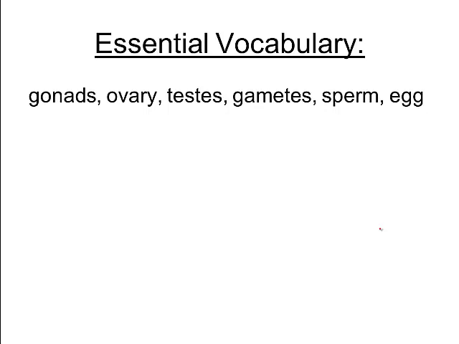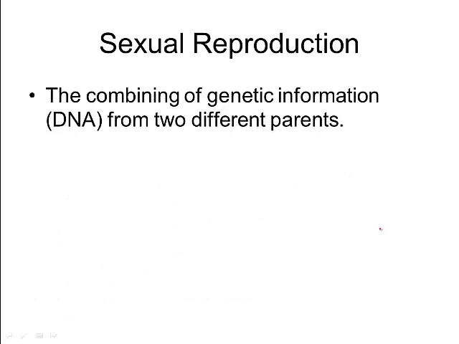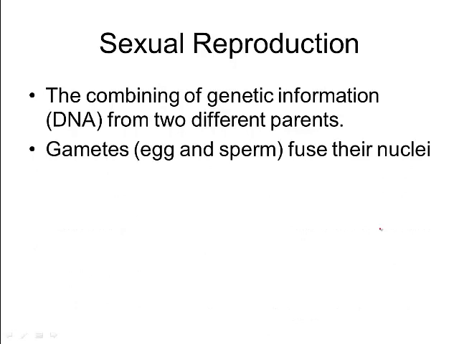And we're going to go through basically the main process that happens in each individual male or female. So remember, in sexual reproduction, we are going to be combining the genetic information from two different parents. We're going to take DNA from a male and DNA from a female and put them together. Okay, and the way that happens is that the gametes, the egg and sperm, are going to fuse their nuclei.